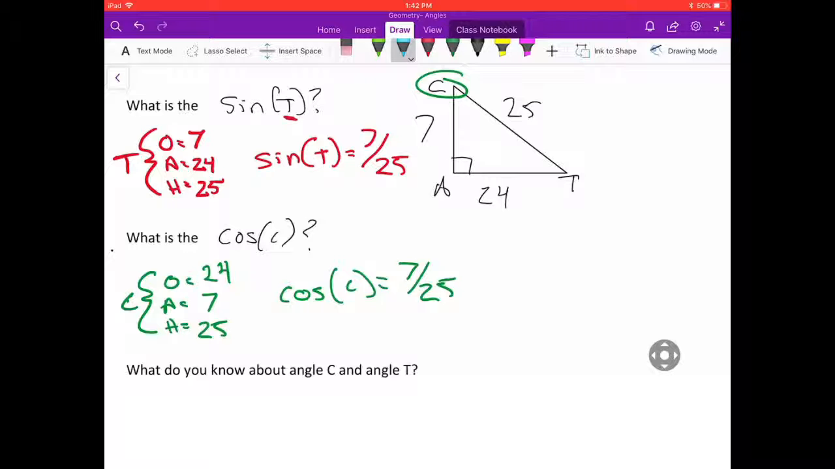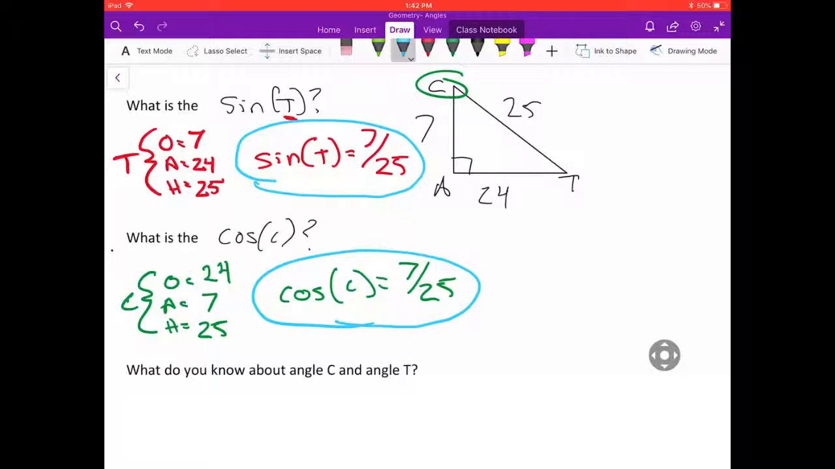Now, that's a little interesting because our sine of t and our cosine of c are actually the same answer. And that's what we're going to start to talk about why. So now also, before we get into this, what do you think would happen with the sine of c and the cosine of t? Do you think that it would have the same value? Do you think that they would be different? Or why? We're going to have that question in this video coming up.